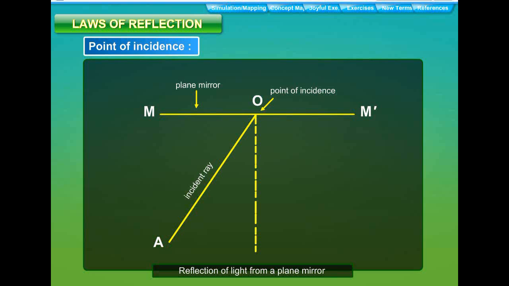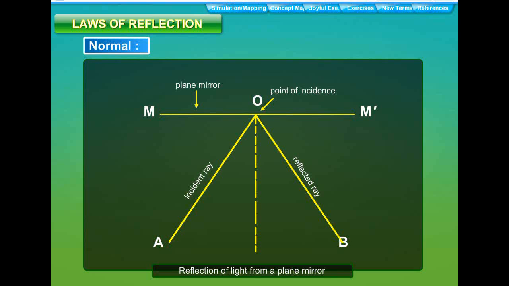Point of incidence. The point at which the incident ray strikes the reflecting surface of the mirror is called the point of incidence. The incident ray AO strikes the reflecting surface of the mirror at a point O. Therefore, O is the point of incidence. Reflected ray. The ray of light which is sent back after reflection by the mirror is called the reflected ray. OB is the reflected ray. The reflected ray always goes away from the mirror.